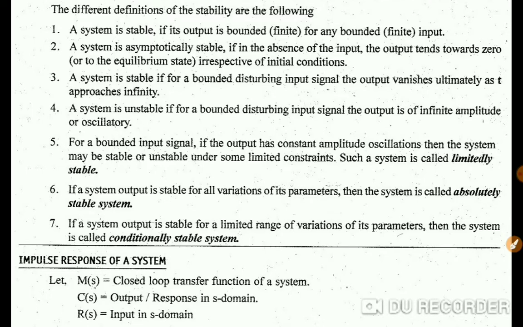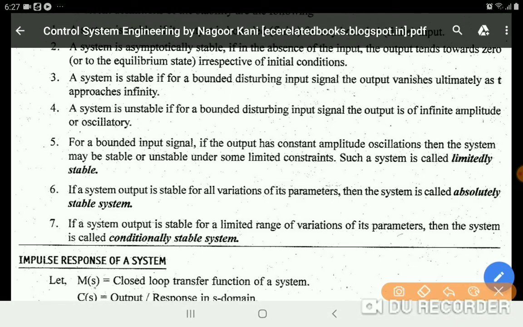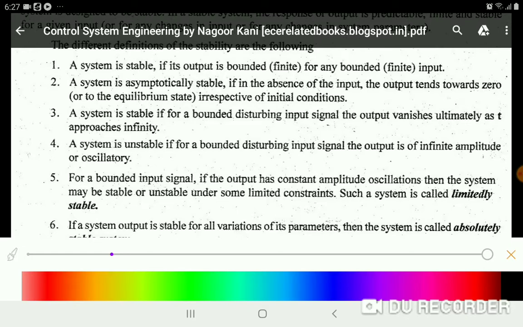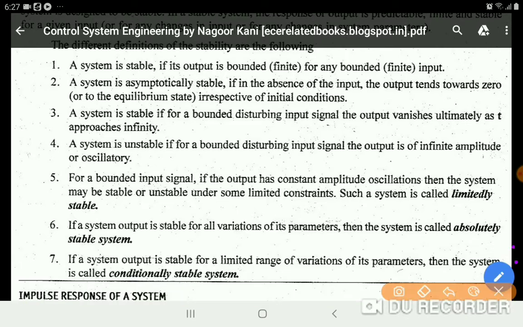And we have 7 definitions of stability, but the important 4 definitions that you have to keep for your reference are the first one that we just crossed, and the last 3 definitions. Which one is limitedly stable, which one is absolutely stable, and which systems are conditionally stable.